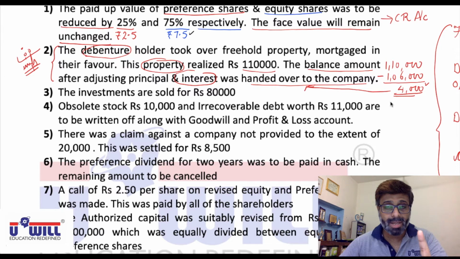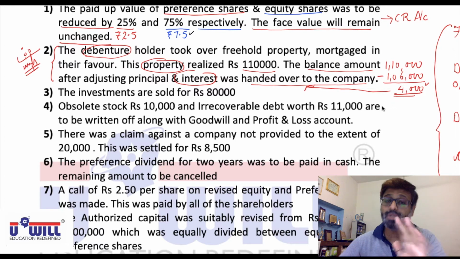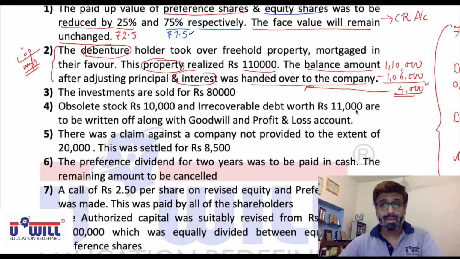I repeat it one more time, listen carefully, and if there is any confusion, pause, rewind and listen to that once again. First, you close debentures account, outstanding interest account, freehold property account. Then, whatever is the profit you credit to capital reduction account, and whatever amount the company has received you debit to cash and bank account.